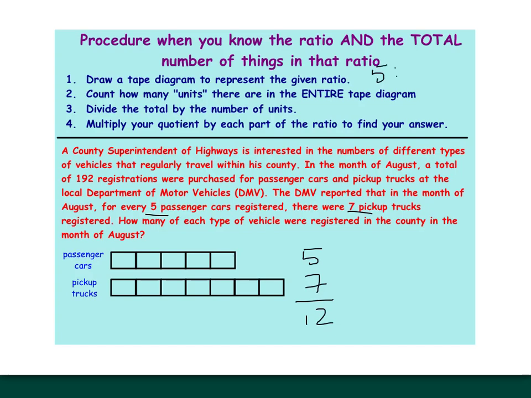So my ratio was 5 to 7. I had 12 units. Now I need to divide the total by the number of units I have. So I have to identify what is that total that I'm given in my problem. If I go back to the word problem itself, it told me that in the month of August, a total of 192 registrations were purchased. So the total is going to be 192, and I'm going to be dividing that total by the 12 units that I have, because all of these units together, whatever I multiply them by to find my equivalent ratio, should give me 192.